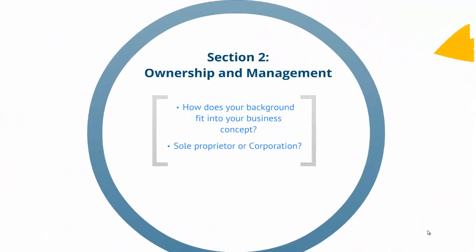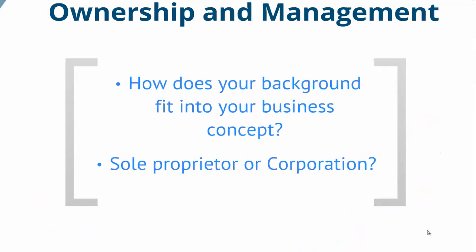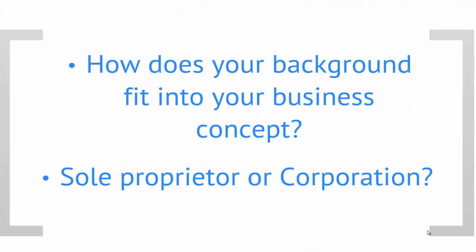In the Ownership and Management section, you want to describe how your experience and education will contribute to the business success. You also want to indicate whether you intend to be a sole proprietor or a corporation. There are pros and cons to each. A corporation has limited liability, so it may protect your personal assets in case of legal action, but it is heavily regulated and reporting can sometimes be expensive. A sole proprietorship is easy and affordable to set up, but your personal finances are tied to your business.